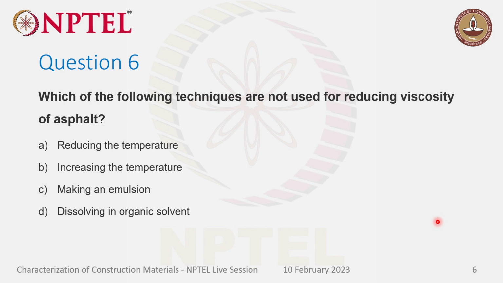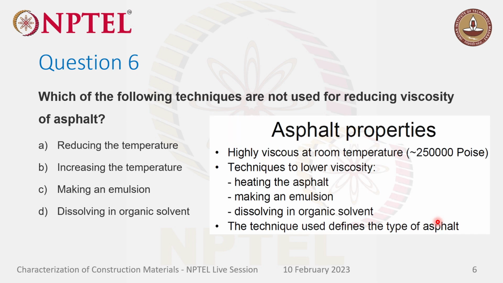Time is up. Let's see the solution. Coming to asphalt properties, we know that asphalt is highly viscous at room temperature, so we have to reduce the viscosity to use it practically in pavement construction. Normally we heat the asphalt, that is the generally used technique to lower the viscosity, and we can even make it an emulsion with water, or we can dissolve it in organic solvent.